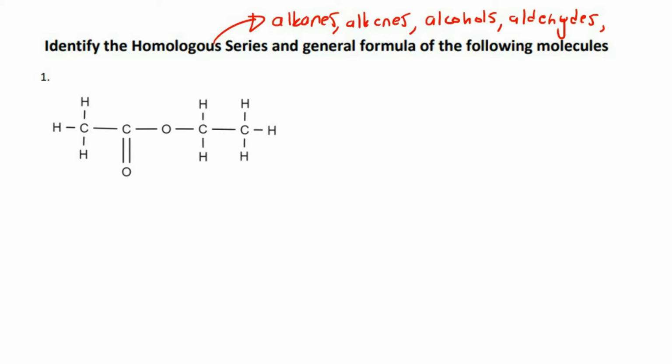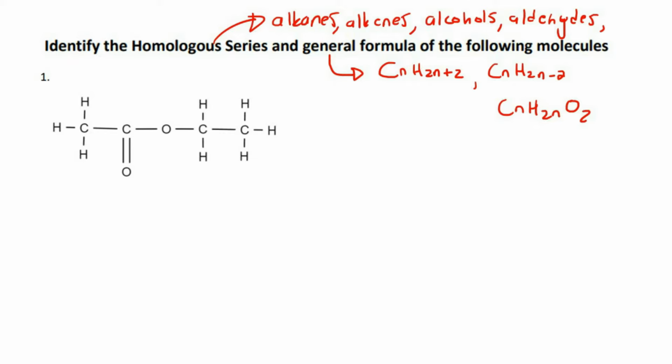So they want to know what this one is, and they also want to know the general formula. The general formula is the thing that goes like CnH2n+2, for example, or CnH2n-2, or CnH2nO2. These are called the general formula. So let's start with the homologous series.